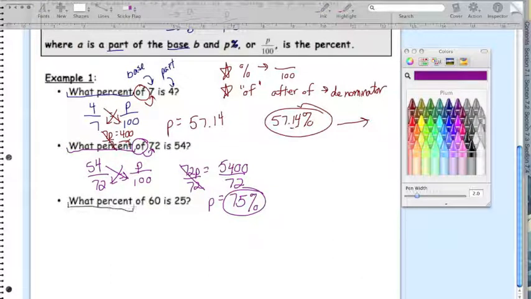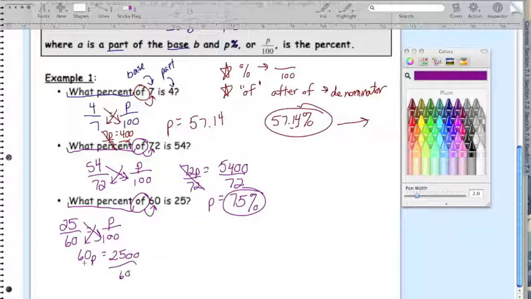Third one, what percent again? So P over 100, 1/2 of the proportion. We find the word of. Whatever comes immediately after of is in the denominator. 25 is in the numerator. We're ready to solve. Cross multiplying is 60p equals 2500.